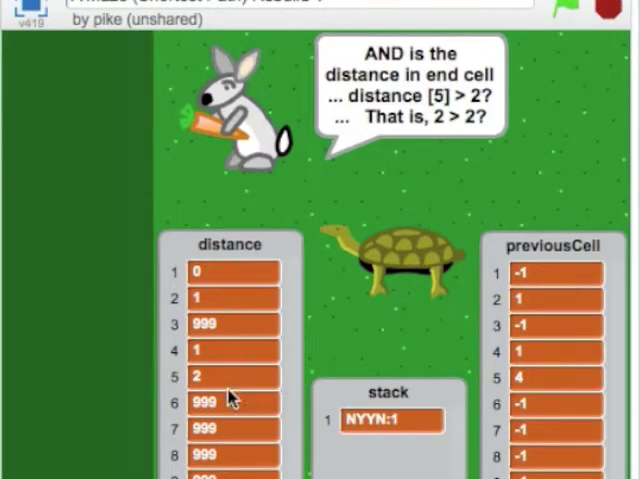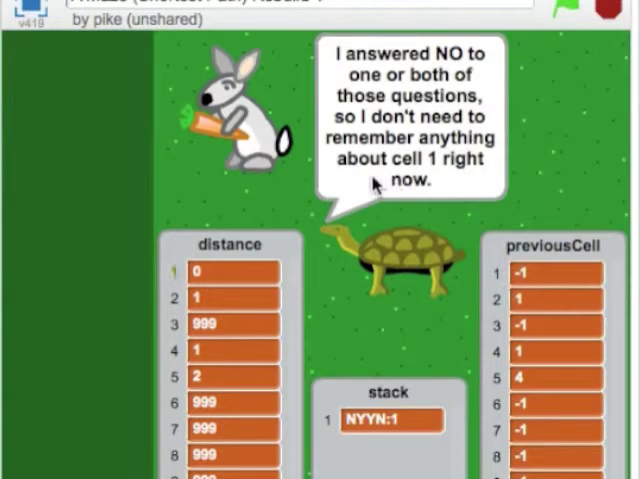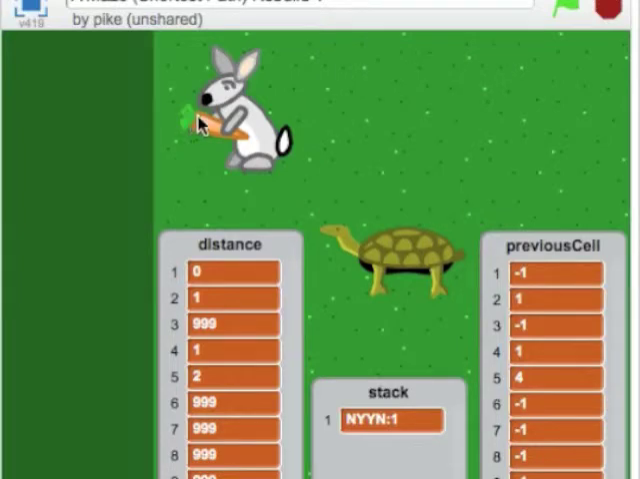Then I look at the cell for the end point and I ask whether it's greater than 2. And it is not. It is equal to 2, but not greater than 2. So I answered no to those questions. And that means I don't have to do anything to remember information about cell 1 right now. So I've looked here, and you might be able to predict I'm going to look at cell 7 next.